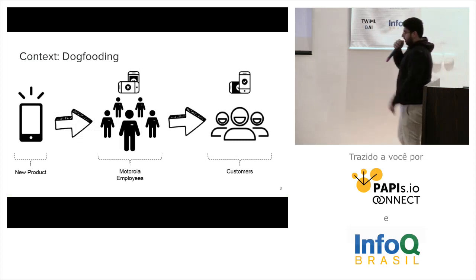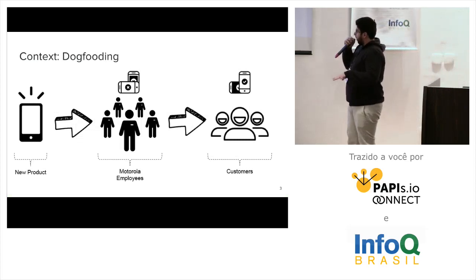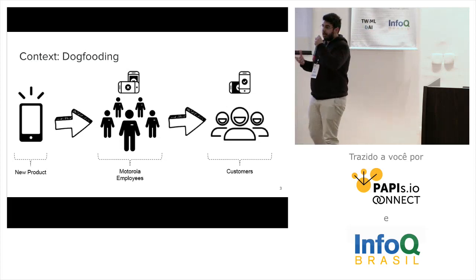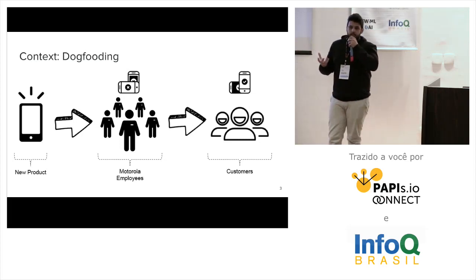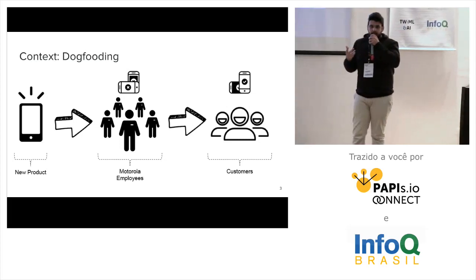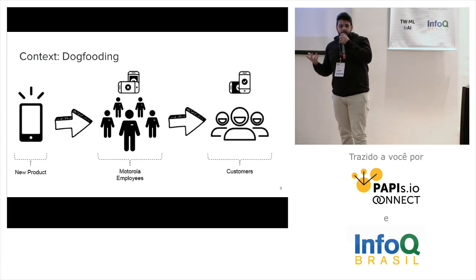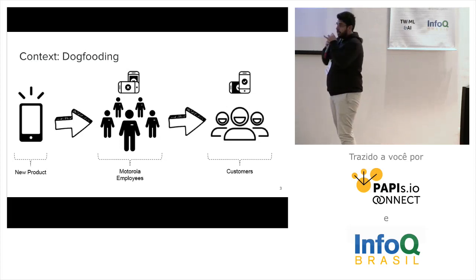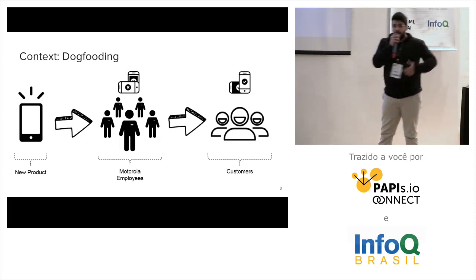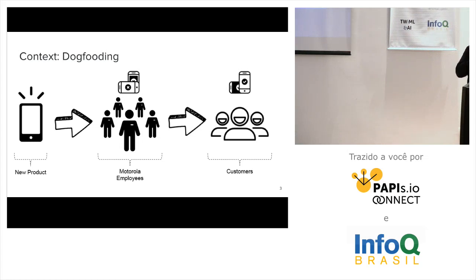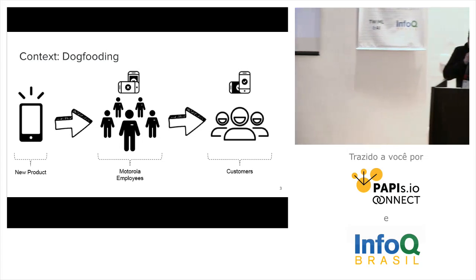Before I go into the specifics of how we tackle this problem, let me give you some context. When Motorola creates a new smartphone, a new product, we do a process called dogfooding. Dogfooding is where a bunch of Motorola employees use these new smartphones before they are released to the market. The dogfooders try to report all the bugs and suspicious behaviors they may find, so the developer can provide a fix. And when the majority of these bugs are corrected, the new product is released to the market.